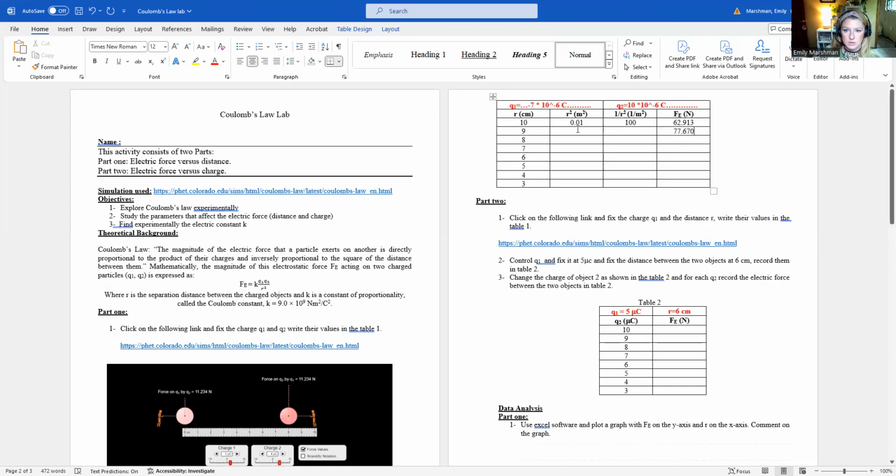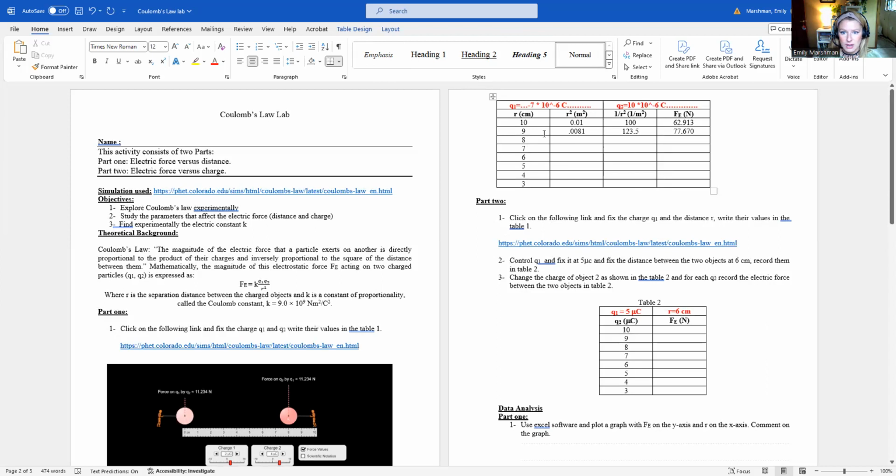77.670. The distance was 9 centimeters, and I'm going to convert that into meters, so I divide by 100. That's 0.09 meters, and then I square that: 0.0081. Then I take the inverse because the force is inversely related to r squared. That's why we're taking the inverse here. 123.5. I'm not going to stress out about significant figures. I want you to focus on the concepts here. It doesn't really matter because we're not using real-life measurement tools anyway. This is a simulation, so it's not as big of a deal.